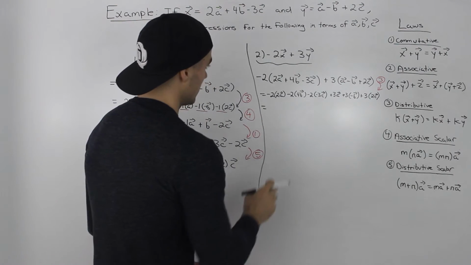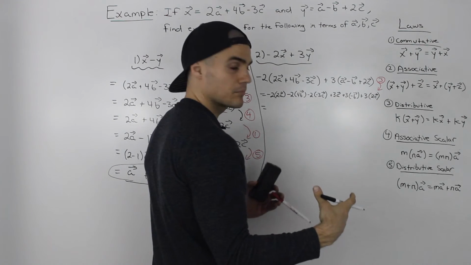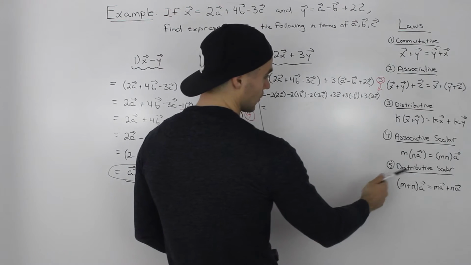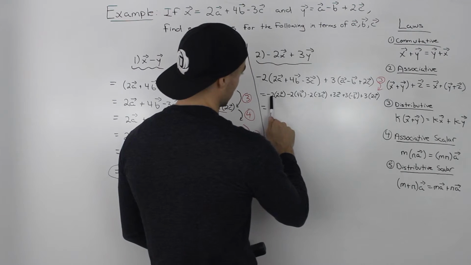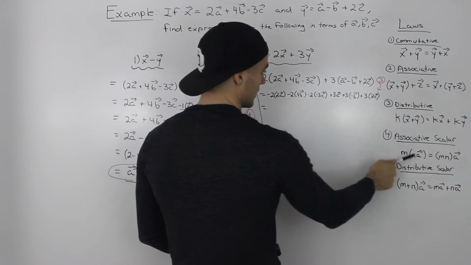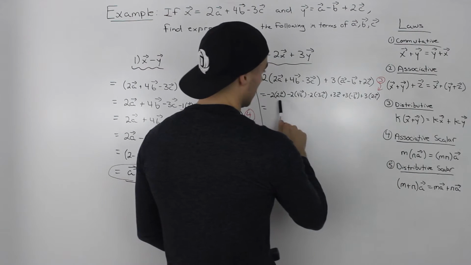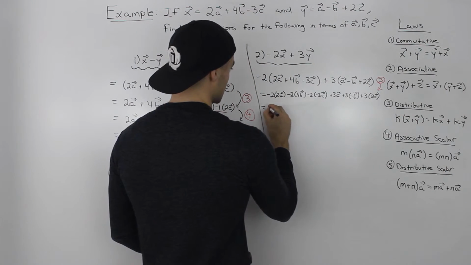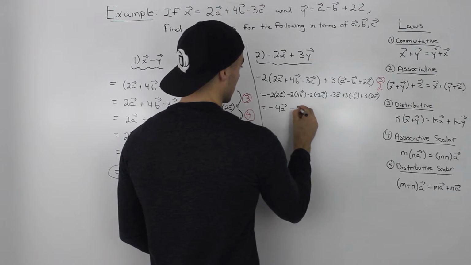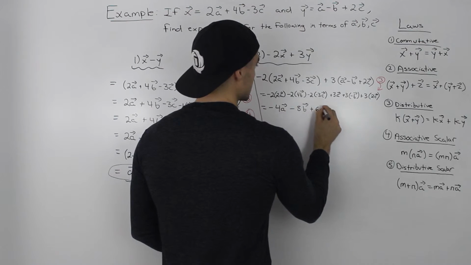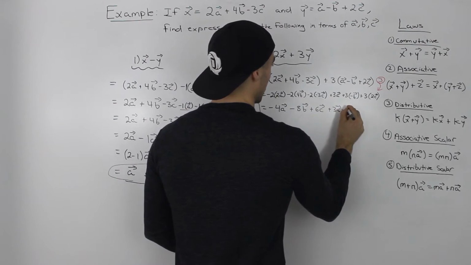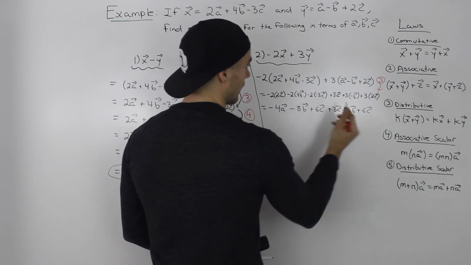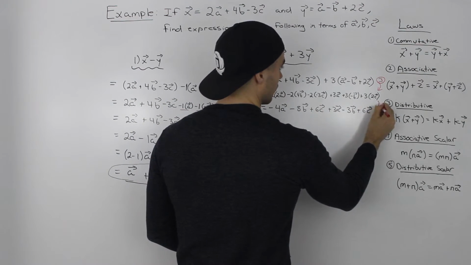Now what I'm going to do, same thing here, is take all of these scalars and multiply them together. So we would use the associative law of scalars here. We are in this format now where, for example, this negative 2 is like this m, and this 2 is like this n, and you can multiply them and then put the product in front of the vector itself. So negative 2 times 2 is negative 4 vector a, negative 2 times 4 is negative 8 vector b, plus 6c plus 3a minus 3b plus 6c. The law that we used from this line to this line was law number 4.